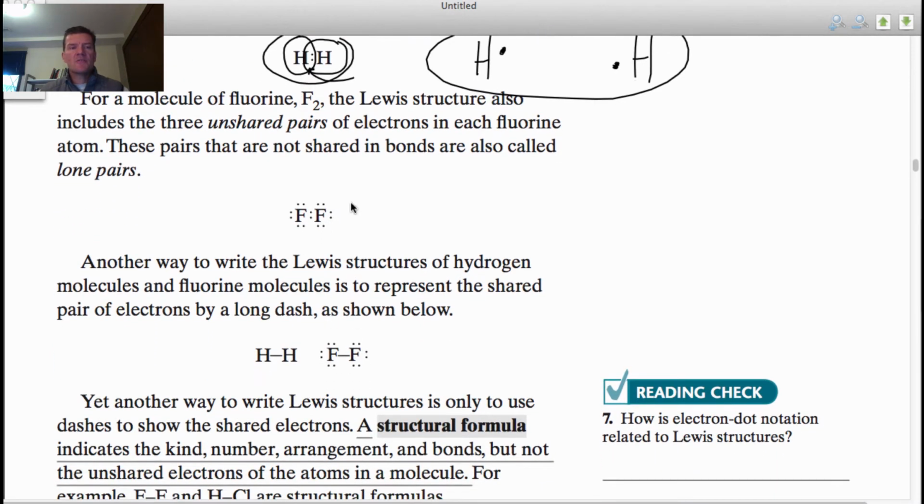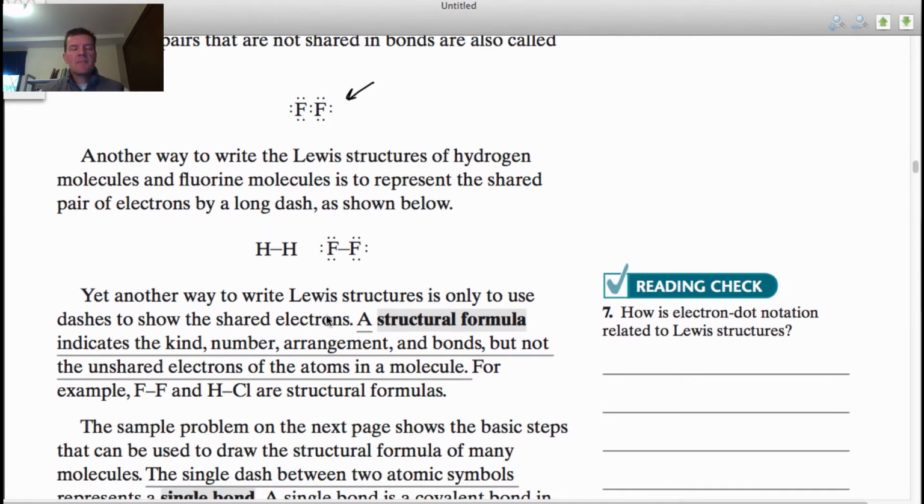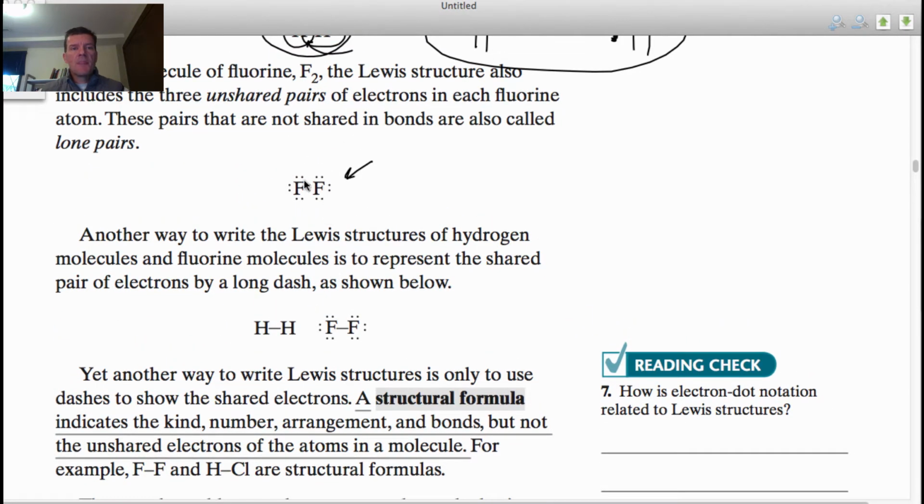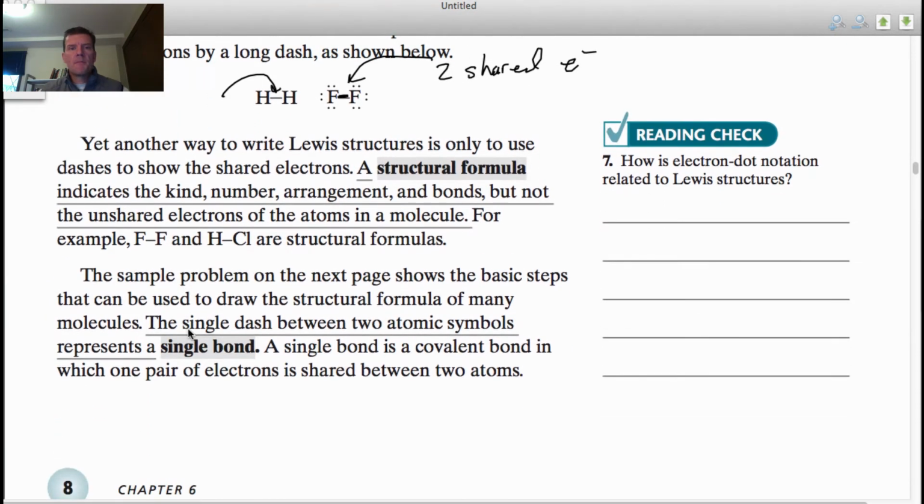I already showed you fluorine. Now instead of a pair of electrons between the two atoms, we also might just put a dash. That dash is representing two shared electrons. So you might see two dots showing you a pair of shared electrons, or we might just put a dash like that, and that is two shared electrons. So either one is fine.